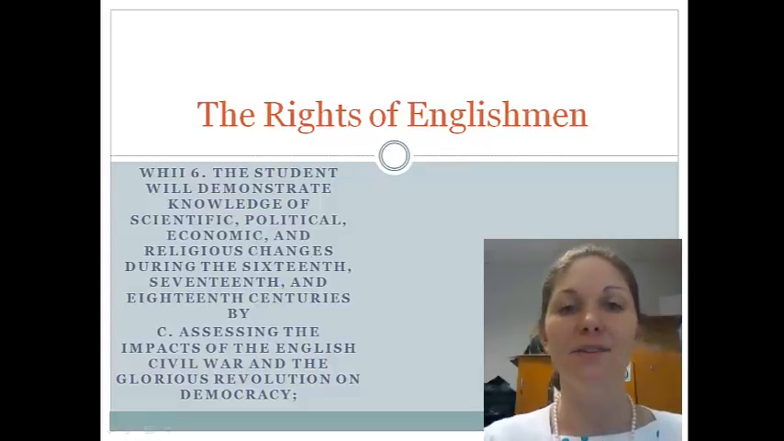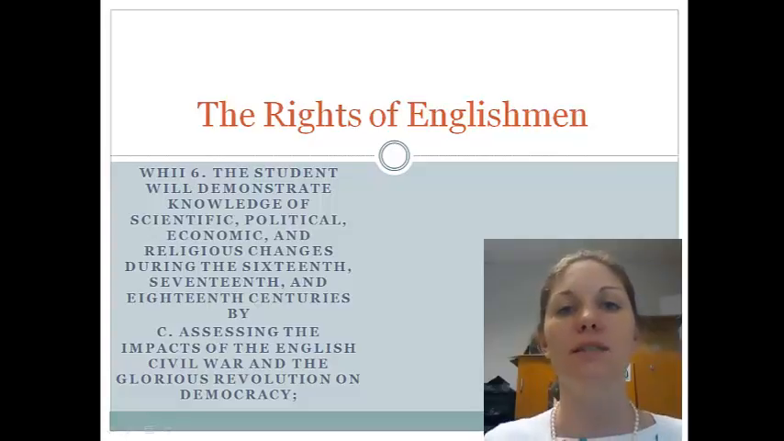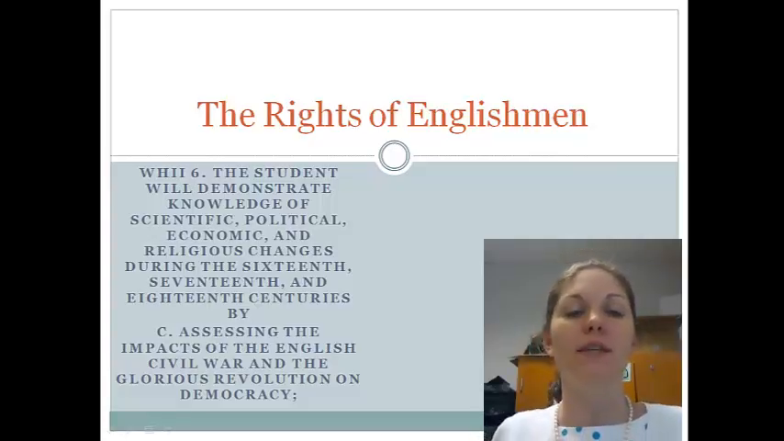Hey guys, so tonight we're going to talk about the rights of Englishmen, or in essence, how absolutism does not take hold in England. You can see our SOL below what we're going to talk about tonight, and let's go ahead and jump in and start talking about it.